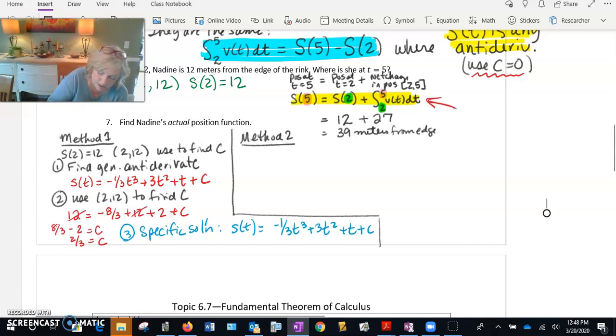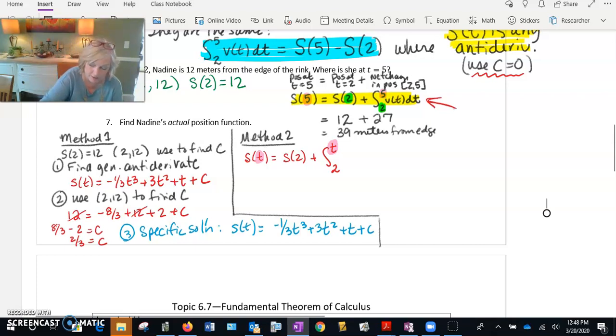So I'm going to write my S of t as the position at the beginning, which is going to be my S of 2, plus my net change from 2. And now I don't want to find a specific position. I want to find a general position. So we're going to make this t right here. So your variable here and here needs to match in the problem.